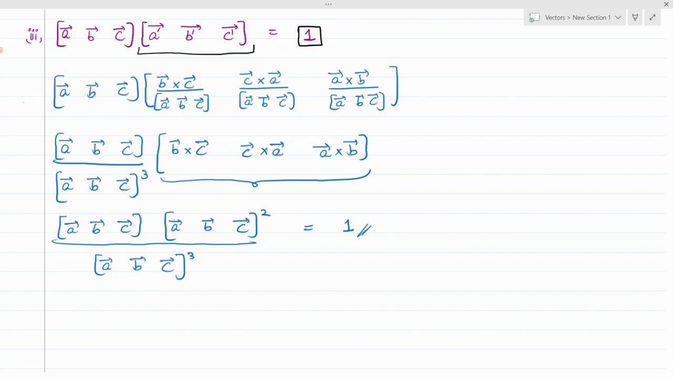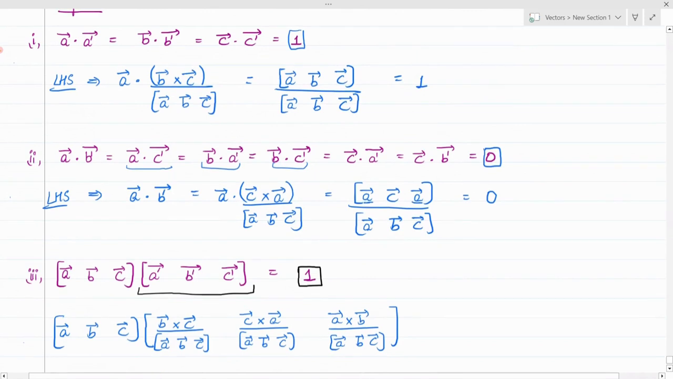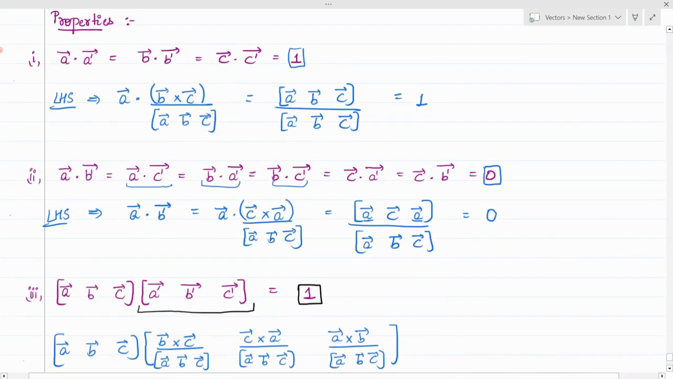So these properties, all the three, 1, 2, and 3, can be used in any kind of question. So it's better if you can remember them with the help of proofs.